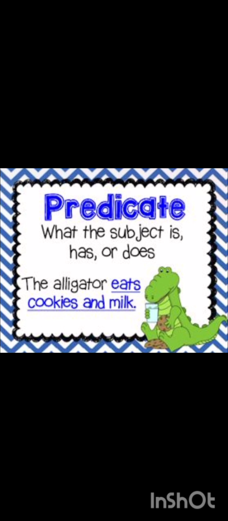So now here's the cool part. What are predicates? Predicates include the verb and tell us more about the subject. Example, the dog barks at the mailman. Where's the subject? The subject here is the dog. Where's the verb? The verb here is barks. And the predicate is barks at the mailman.